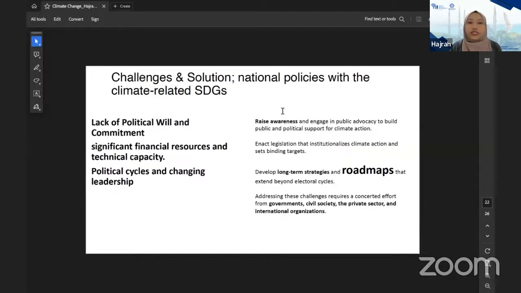And then also talking about the challenges. Besides the COVID pandemic that we've been facing for 2-3 years, from 2020 to 2022, we also have challenges from the lack of political will and commitment from the government, and also limited financial resources and technical capacity. As I already mentioned, many developing countries still need a lot of support from other countries and also from the forum, and also the political cycle and changing leadership.